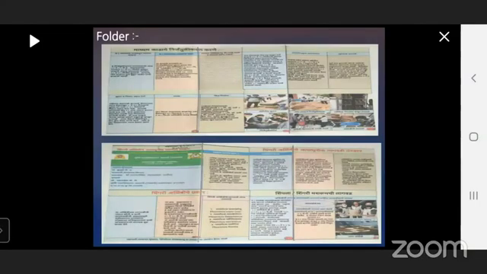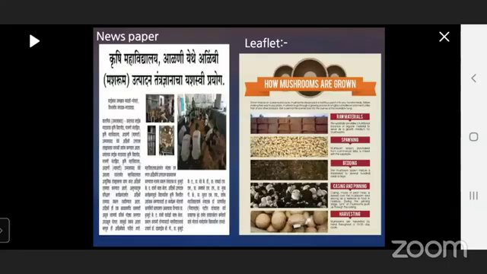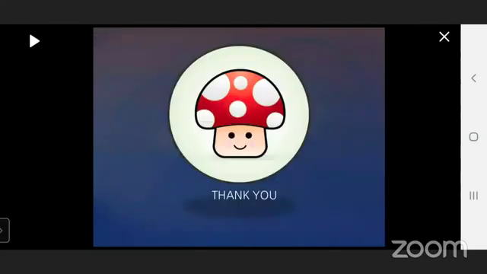So these types of folders are made through our extension activities. This folder is in Marathi language. We can also publish in all local languages as well as English and Hindi. Then there are some leaflets made using the informative structure of the mushroom.